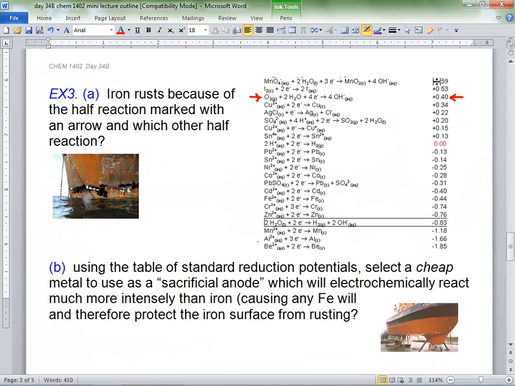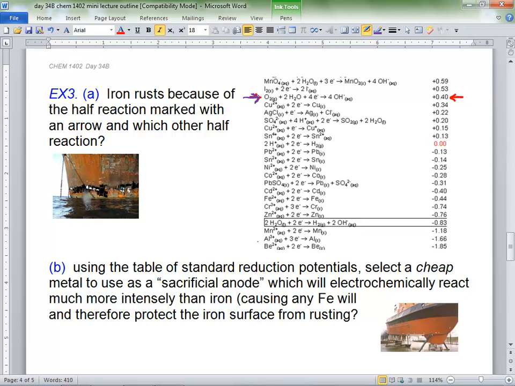Okay, here we go. See if we can put all this together. Iron rusts because of the half reaction marked with an arrow. And which other half reaction? So here's the first one. Okay. You have some oxygen dissolved in water, reacts with some electrons, if available, produce some hydroxides. Positive 0.4. Right? That wants to happen in that direction. Positive 0.4. What's the other half reaction, Monica?